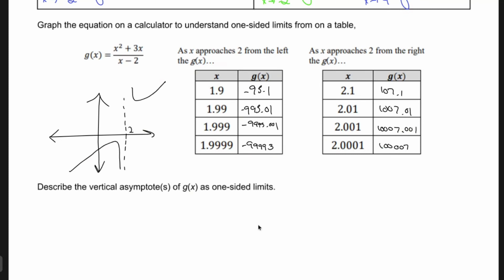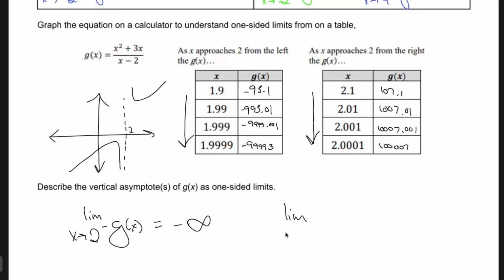Now, what this is telling us is as we go towards 2 from the left, our numbers get significantly smaller. So we could say that the limit as x approaches 2 from the left of g of x is negative infinity. Over here, as we approach 2 from the right, our numbers get significantly larger. So we can say the limit as x approaches 2 from the right of g of x is positive infinity.